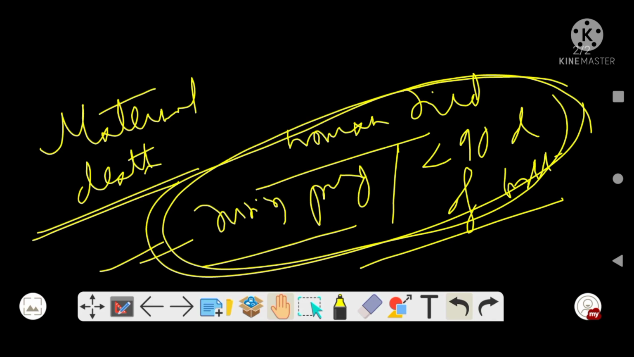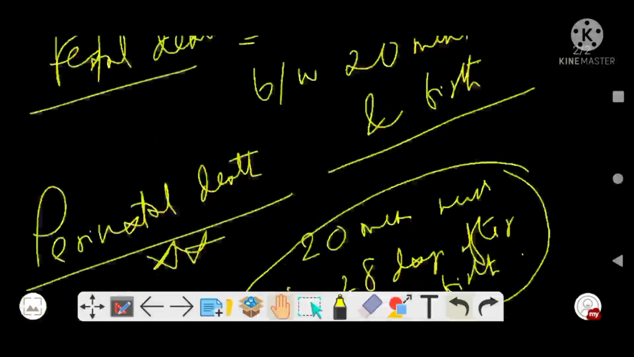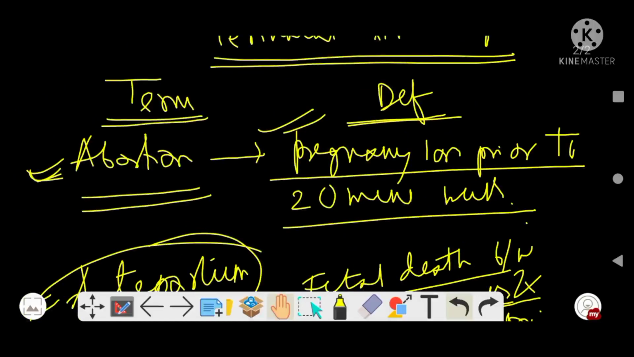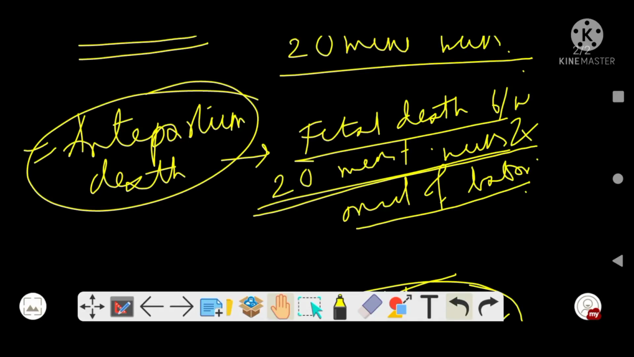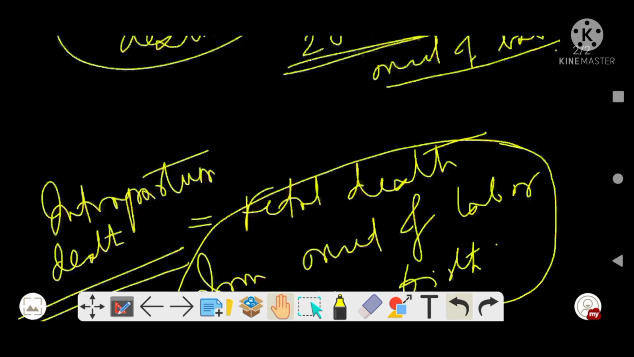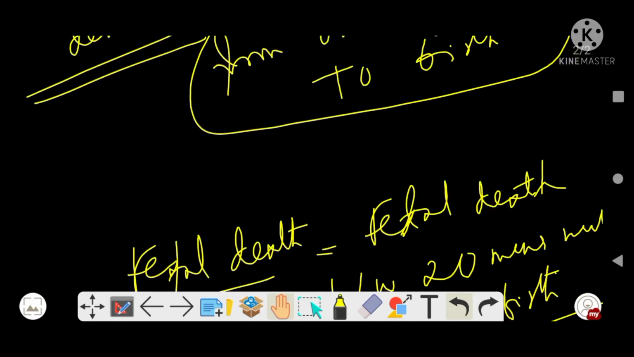So if I revise, abortion is a pregnancy loss prior to 20 menstrual weeks. Antepartum death, fetal death between 20 menstrual weeks and onset of labor. Intrapartum death is a fetal death from onset of labor to birth. Fetal death is a death between 20 menstrual weeks and birth.